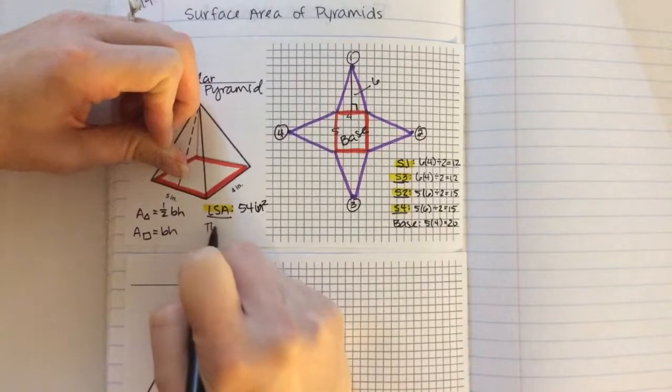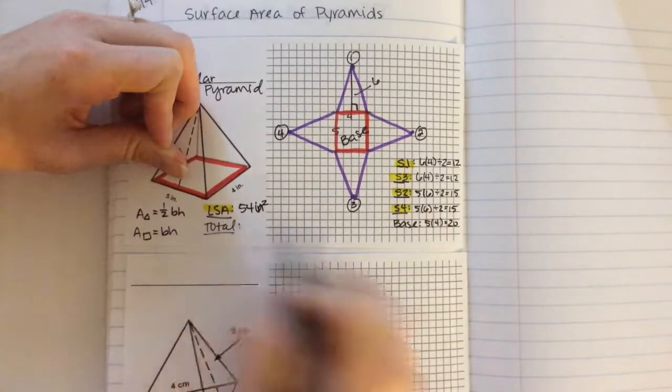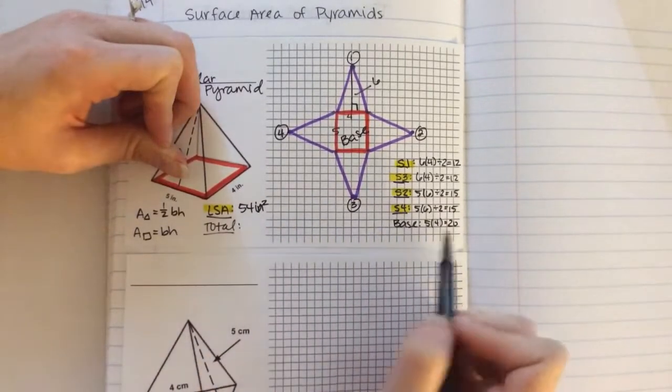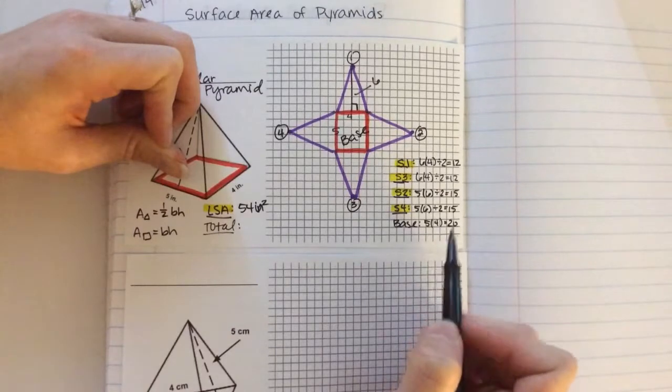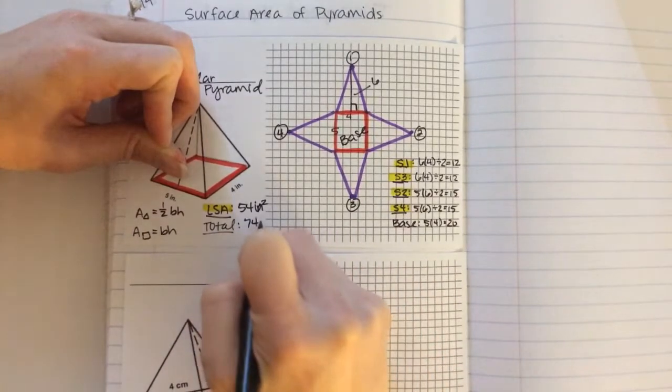And then total, or TSA, is going to be the 54 plus the 20, which is 74.